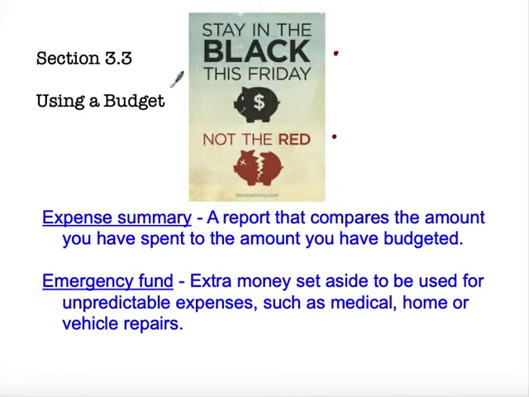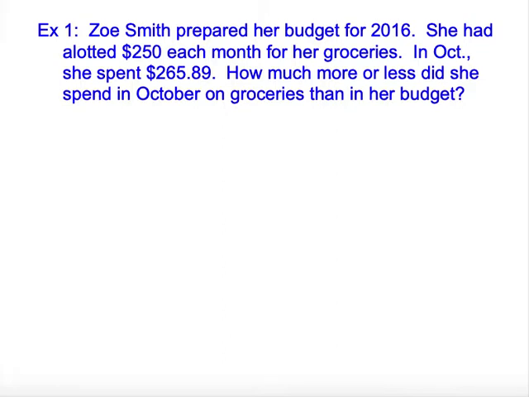end of the month. All right, so for our first example here, it says Zoe Smith prepared her budget for 2016. She had allotted herself $250 each month for her groceries. In October, she spent $265.89. How much more or less did she spend in October on groceries than her budget?